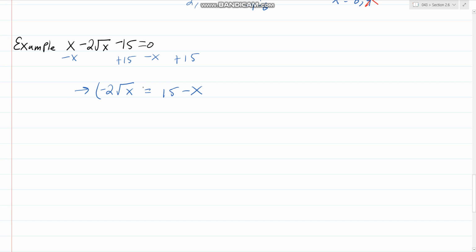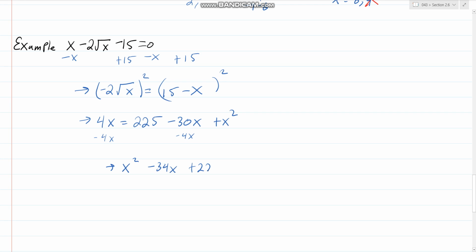Now I can do my trick where I square both sides, okay? And by squaring both sides, I get 4x equals 225 minus 30x plus x squared. Again, review perfect squares if you need to. Then I can subtract 4x on both sides. And so I get x squared minus 34x plus 225 equals 0. All right. Now, this does look like a leading coefficient of 1 problem. I don't know. Is it factorable? I need to find the factors of 225 that would add to 34.